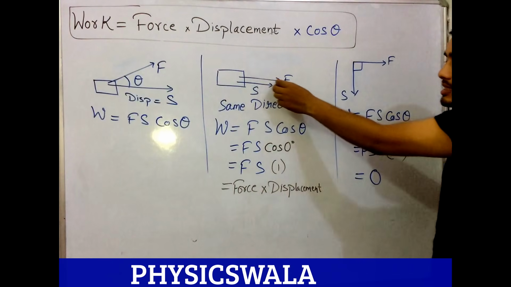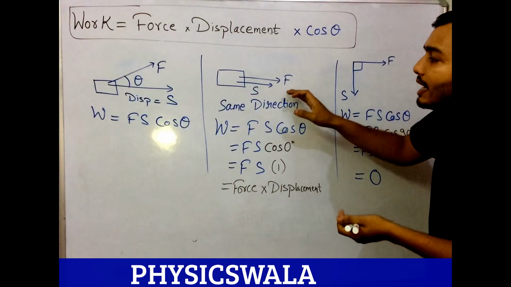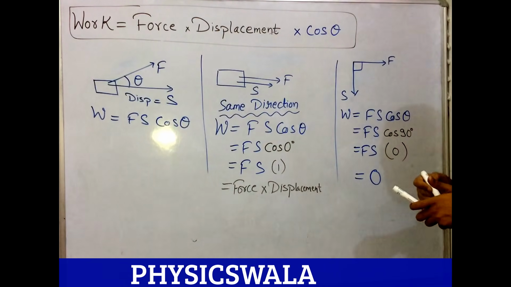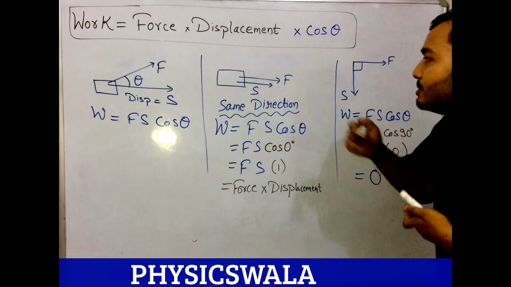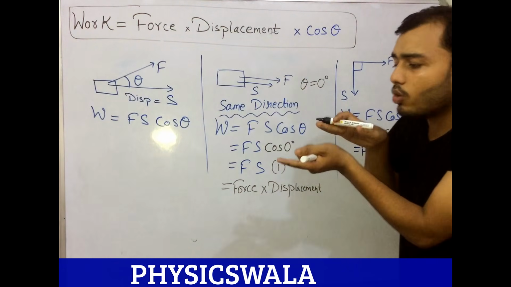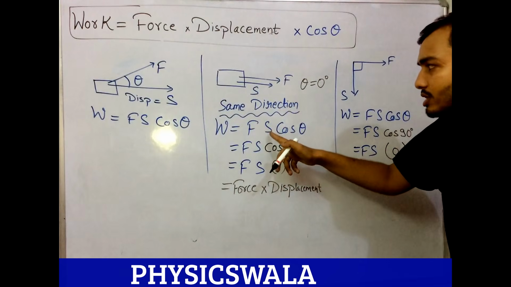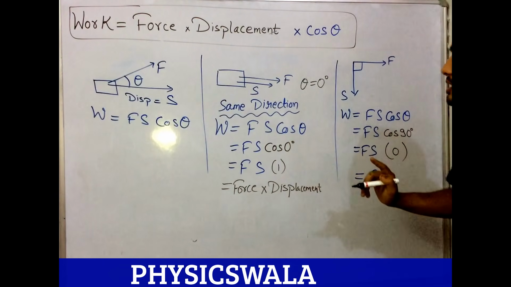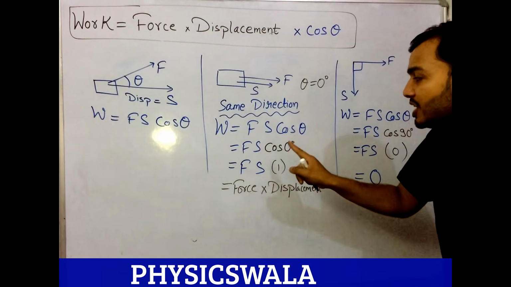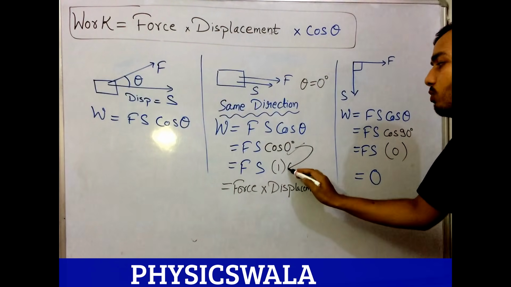If force is in this direction and displacement is also in this direction, meaning they are in the same direction, then what is the angle between force and displacement? Yes, 0 degree. They are along the same line. And hence in the work formula, force into displacement into cos theta, theta is 0. So force into displacement into cos 0. And cos 0 has a value 1.